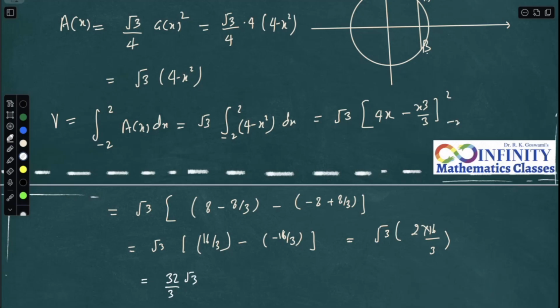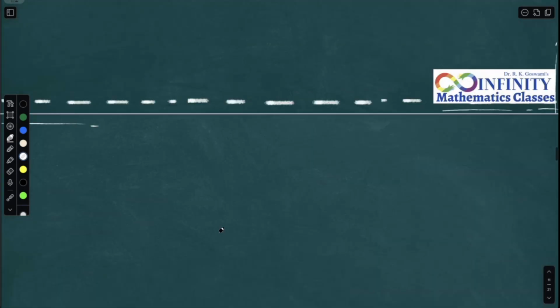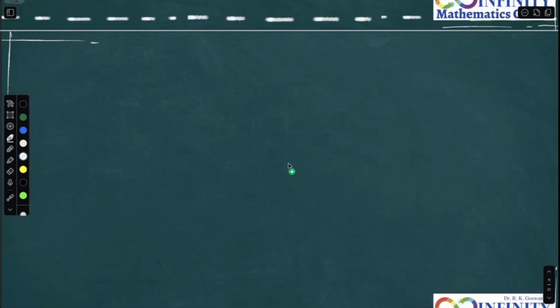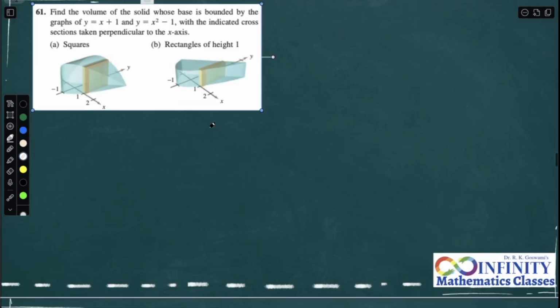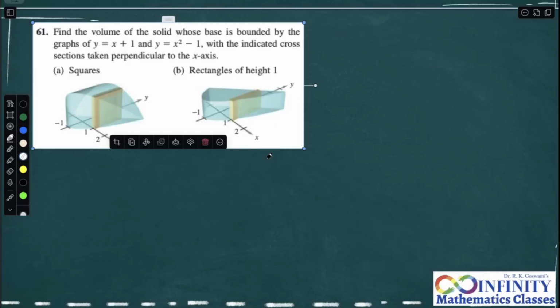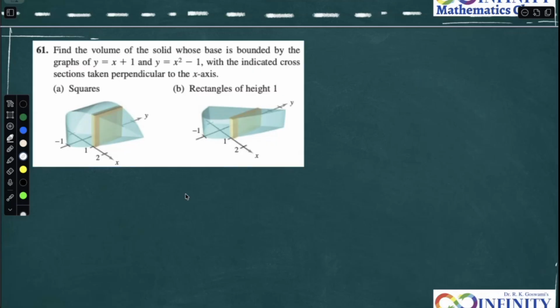So now I have a problem. It is from the book we are following. So let me just take a question from there. I was checking the questions from 61 onwards. They are based on this cross-section area. Find the volume of the solid whose base is given to you. Can you please help me with the base there? So let me just draw them.